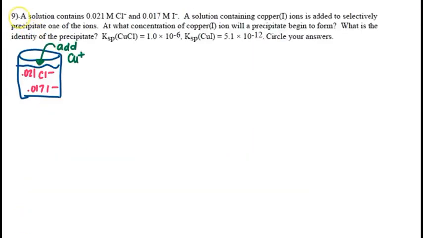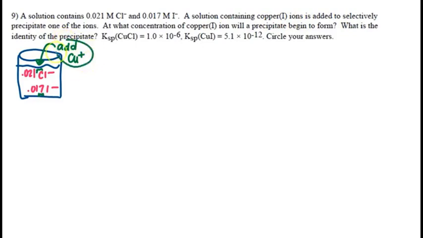So for question 9, it states a solution contains 0.021 molar Cl- ions and 0.017 molar I- ions. So what I did is just created a solution. I have a beaker here, and I just have a fake solution, and I have my 0.021 molar Cl minus floating around, and my 0.017 molar I minus floating around. Okay, then it says a solution containing copper 1 ions is added to selectively precipitate one of the ions.